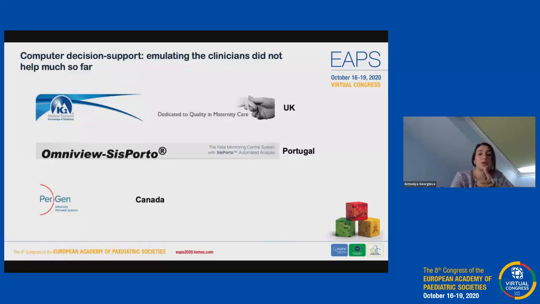They can only do as good as a very good clinician. And these CTGs should be interpreted really in the context of clinical labor. You cannot just interpret them on their own. And that's part of the clinical guidelines, but it's not part of these emulation systems. So they're limited in how much they can help.